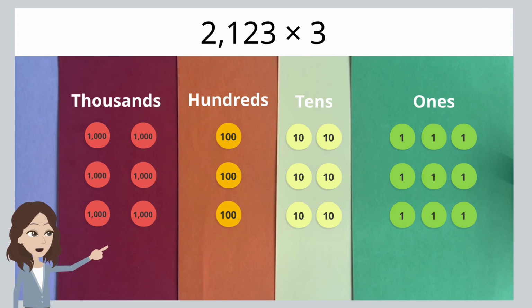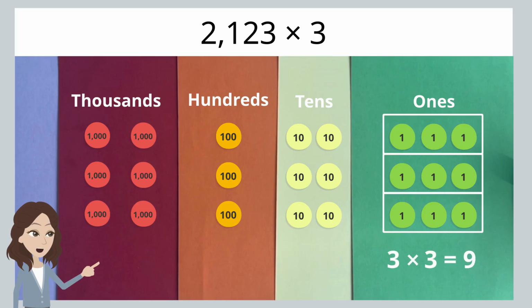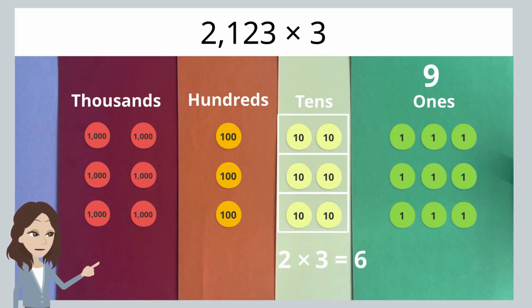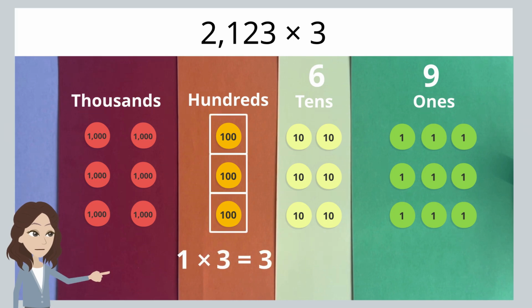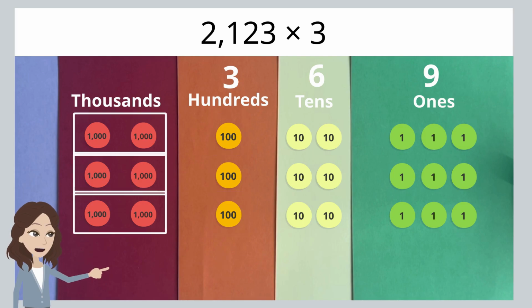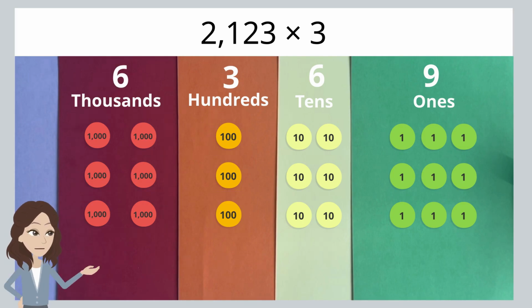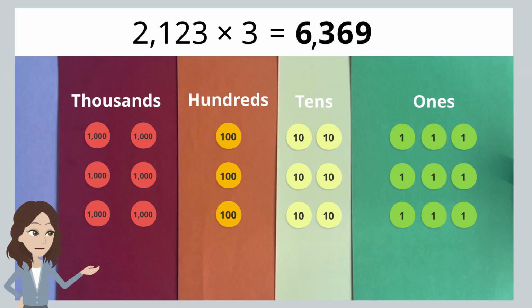We start from the ones place first. 3 ones times 3 is equal to 9 ones. 2 tens times 3 is equal to 6 tens. 1 hundred times 3 is equal to 3 hundreds. 2 thousands times 3 is equal to 6 thousands. So, 2,123 times 3 is equal to 6,369. Did you get it right?